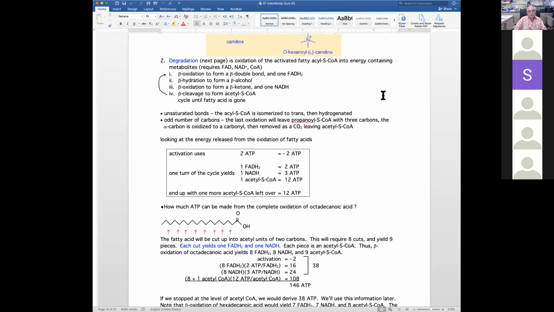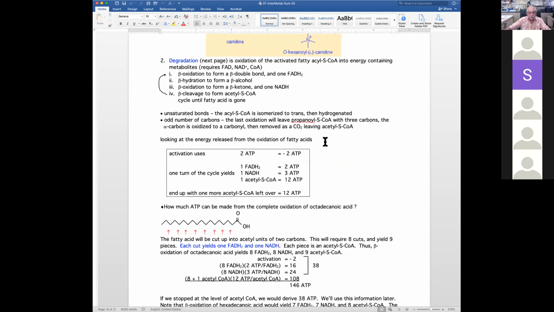So if you have an unsaturated bond, it has to be isomerized into trans and then hydrogenated. If you have an odd number of carbons, the last oxidation will leave propanoyl coenzyme A instead of acetyl coenzyme A. That alpha carbon is oxidized to a carbonyl and then removed as CO2, leaving acetyl coenzyme A that then goes into the Krebs cycle.